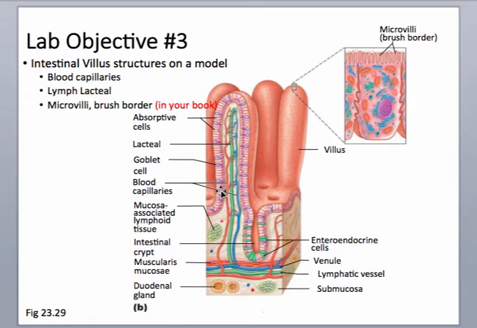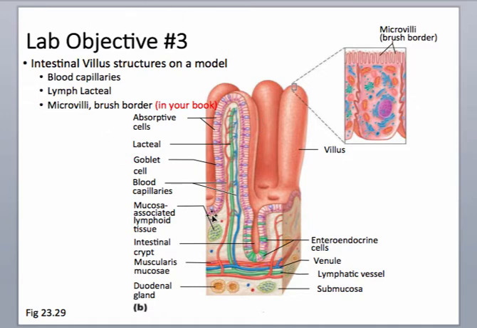In addition to the columnar epithelial cells, on the inside of the villus we're going to see blood capillaries, again for that absorption, and also the lacteal. The lacteal is a lymphatic vessel. This is also going to help with the absorption of fats. And the lacteal, being a lymphatic structure, will help to clean the blood, so to speak.